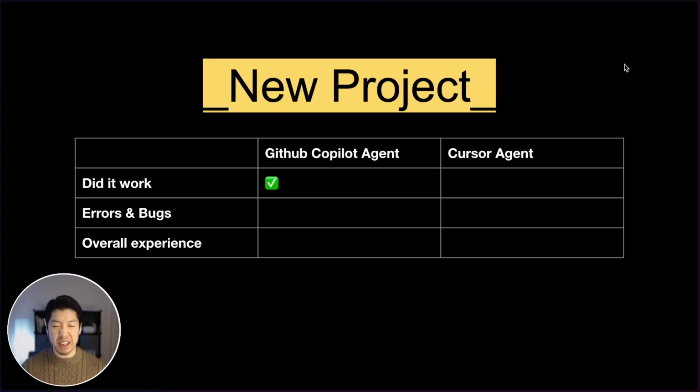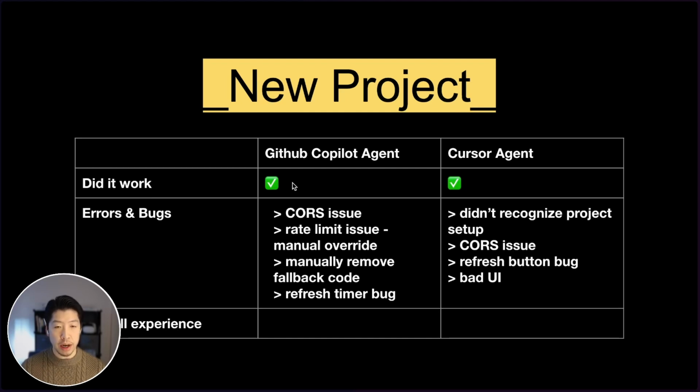Let's take a side-by-side view of our experiences so far with the Copilot agent and Cursor agent. So both of them actually got it working, but experienced different issues. With the Copilot agent, it was able to recognize the boilerplate project I already set up, so it went straight into work, and it ran into the CORS issue. But on top of that, it also ran into the rate limit issue, and as an incorrect fix for the rate limit issue, the Copilot agent decided to manually add a bunch of fallback code, which I had to manually remove. And lastly, there was a bug with a refresh timer.